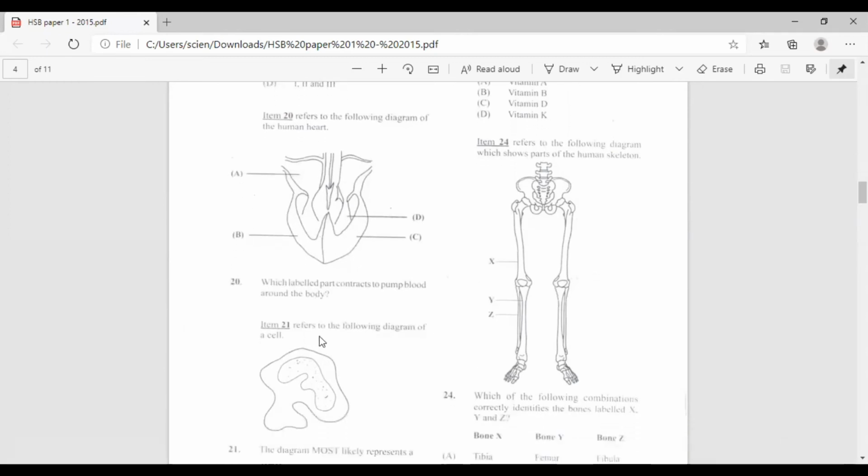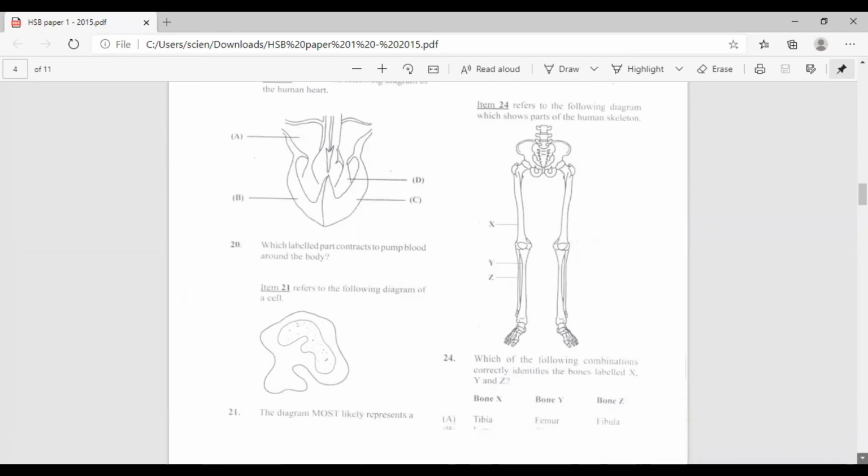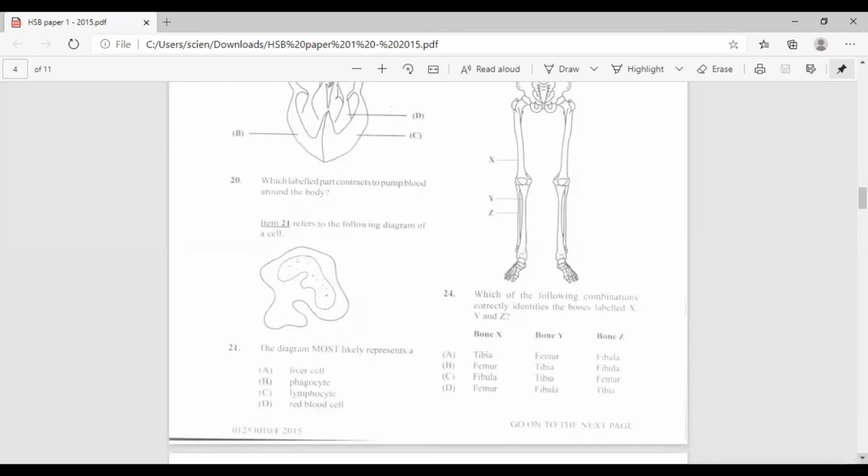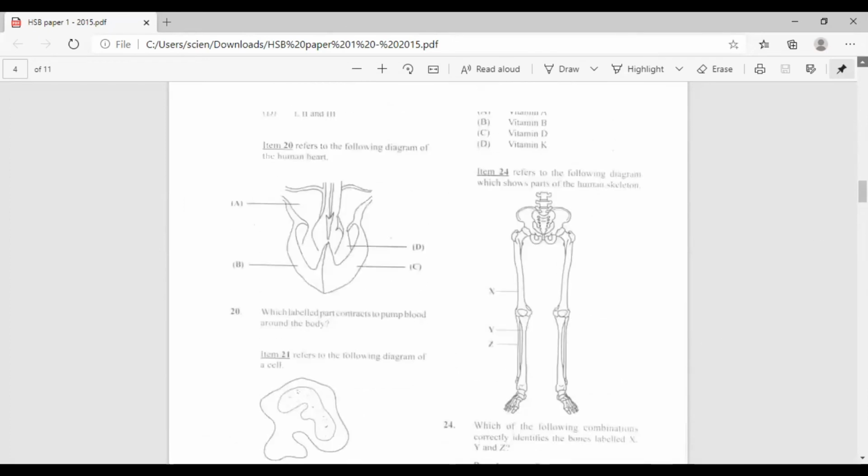So 21. Item 21 refers to the following diagram of a cell. Then it asks us, the diagram most likely represents A, liver cell, B, phagocytes, C, lymphocytes, D, red blood cell. So for question 21, you have to look at the diagram. The answer would be B, the phagocyte. As you can see, based on the shape, it's not regular, so it's shaped this way so it can engulf bacteria.